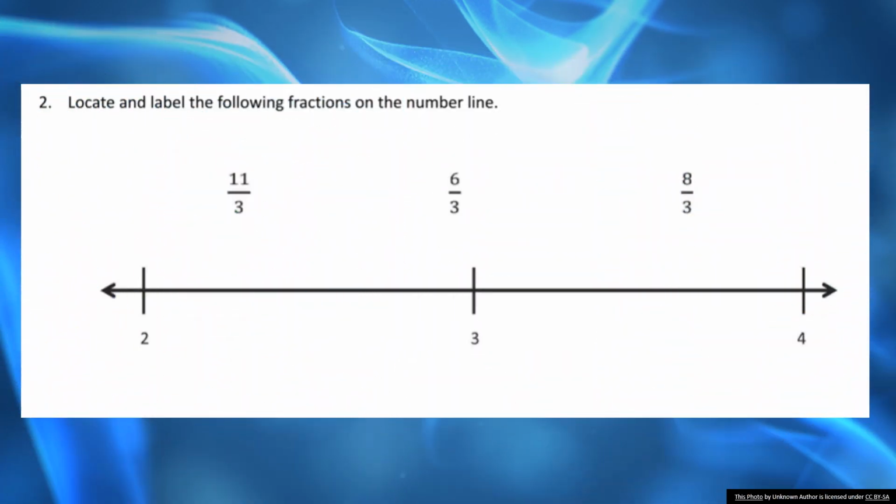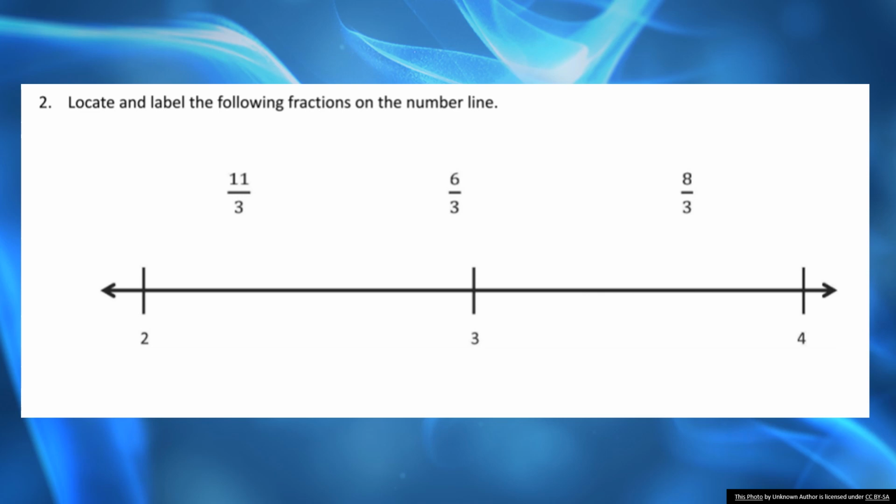Let's take a look at number 2. Number 2 says to locate and label the following fractions on the number line. Well, first, let's take a look at what fractional unit we're working with. I noticed that the denominator, or the bottom number, on all of the fractions is the number 3, which means that the fractional unit that we're working with is thirds.